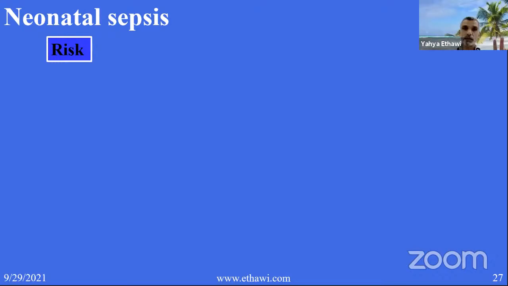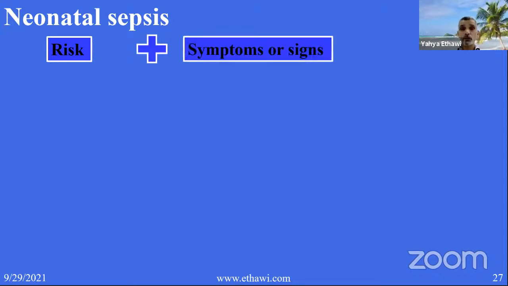Okay, so how do we start antibiotics for neonatal sepsis? First, we consider the risk. Second, we should have signs and symptoms. We should not start antibiotics just because of symptoms and signs. We should not start antibiotics because we have risk. We should have both to do a sepsis workup.